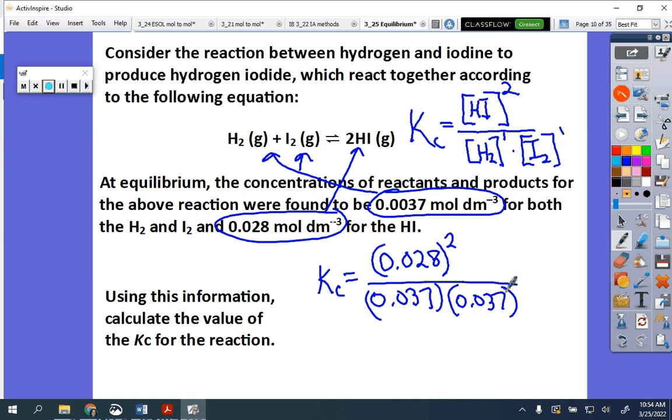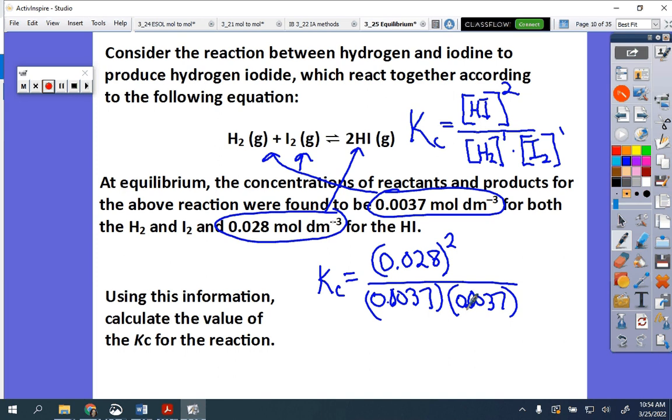Notice that if our concentrations change, the equilibrium constant changes, okay? So the equilibrium constant is not something that's constant for this reaction no matter the conditions. Yeah? Oh, you're right, it's 0.037. Thank you for checking.